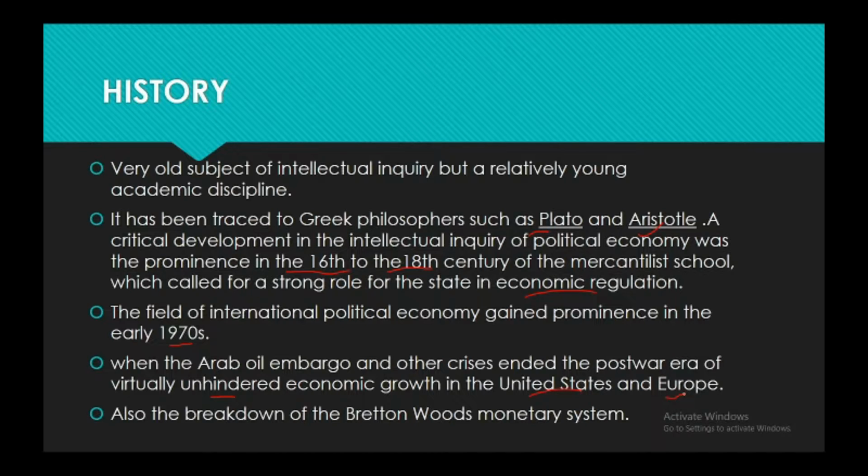As we know, after the Second World War, the United States was growing at a very high pace and it was helping Europe as well to regain its structure and develop as well. So in the early 1970s, in 1973, there was an oil embargo by the OPEC countries due to the Arab-Israel war, also known as the Yom Kippur War. So that disrupted the world economy very badly. And also the breakdown of the Bretton Woods monetary system. The Bretton Woods monetary system included the World Bank system, the IMF, all these systems. So that was the history of international political economy.